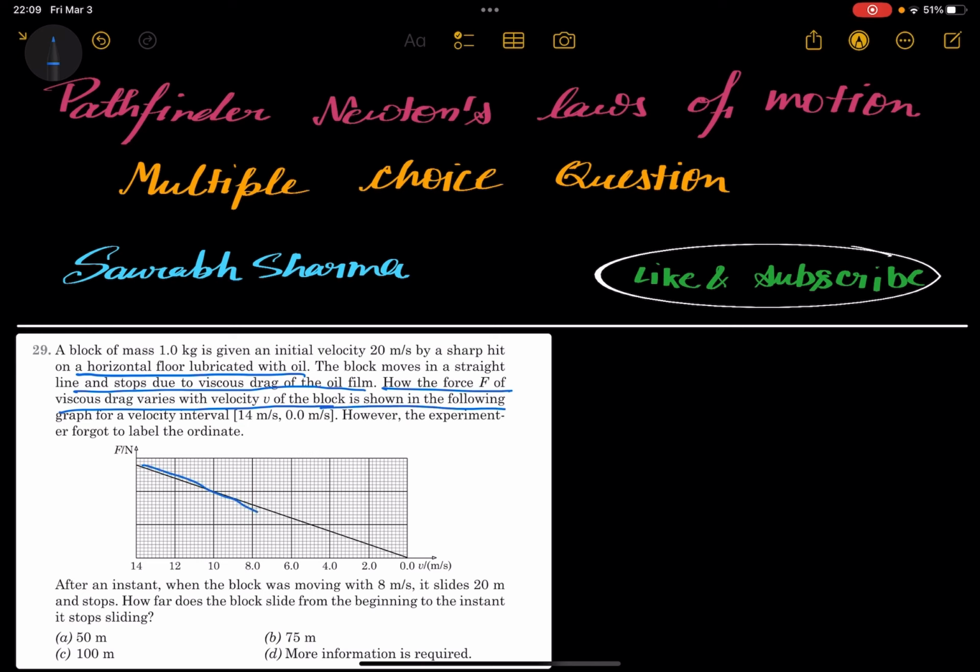So it is a linear variation, which means the viscous force depends directly on a linear function of velocity. The graph interval is from 14 meters per second to 0, so the correct initial velocity is 14 meters per second to 0 meters per second. However, the experimenter forgot to label the coordinates.